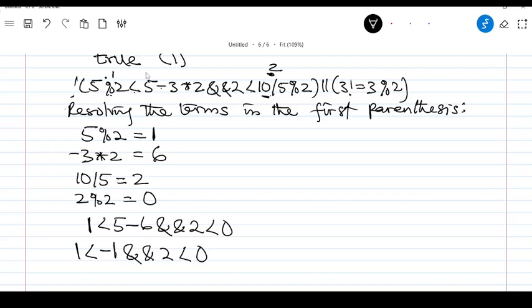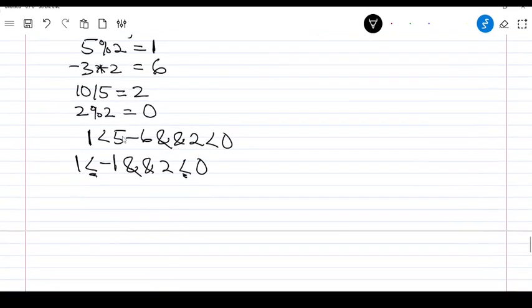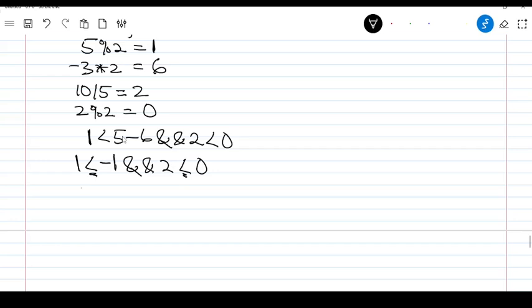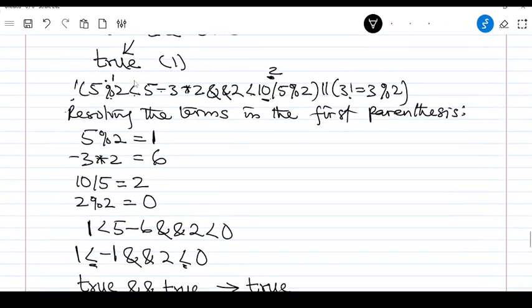Okay, so we're going to go with resolving these relational operators first. So 1 is less than minus 1, which is actually true. So here it's going to be true, right? And 2 is less than 0, which is also true. So here it's going to be true. So true and true is going to be evaluated to give us true. So that is for the first bracket. So everything here has now changed to become true. So every term in the first bracket is true. So we are going to go with or, and then we resolve everything in this other one.